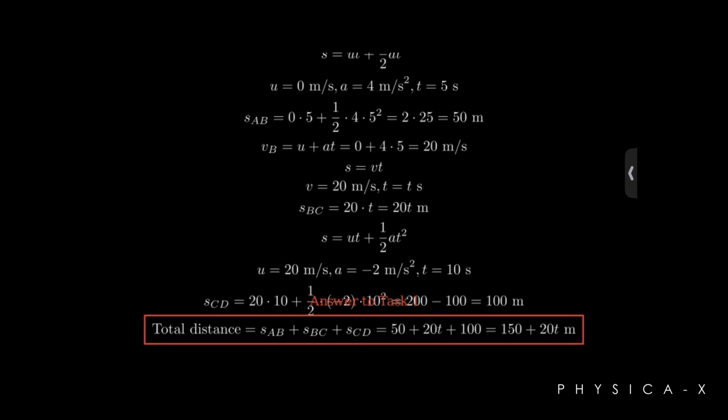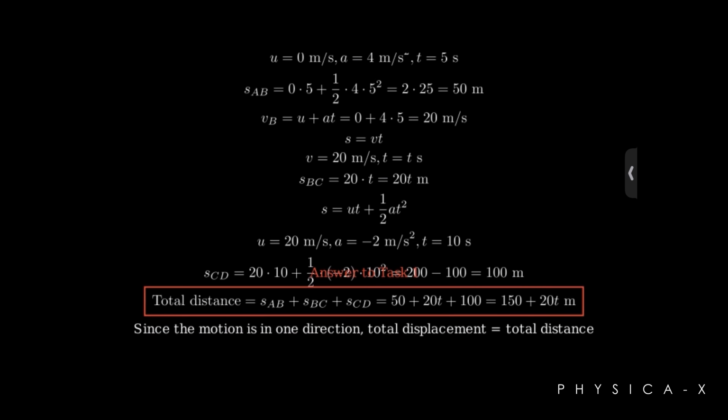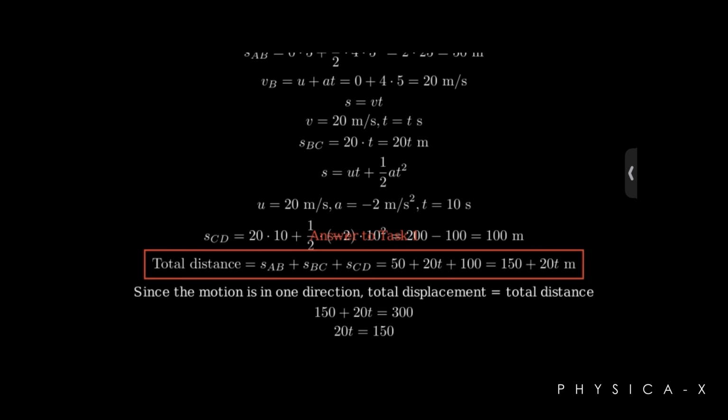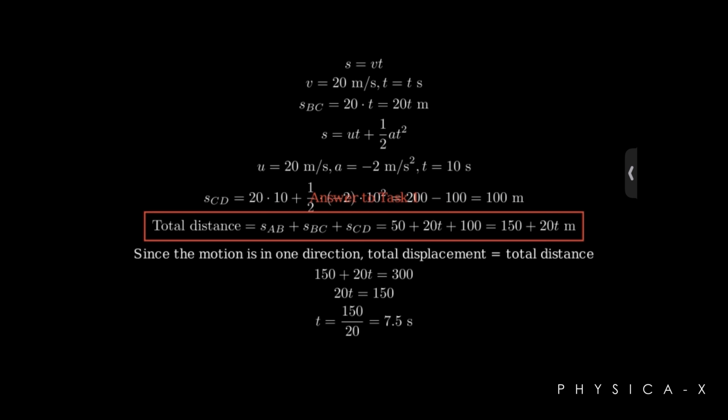For the second part of our question, we need to find the value of t such that the total displacement from A to D equals 300 meters. Since our motion is along a straight line in one direction, the total displacement equals the total distance. Setting the total distance equal to 300 meters, 150 plus 20t equals 300. Subtracting 150 from both sides, 20t equals 150. Dividing both sides by 20, t equals 7.5 seconds. So, the answer to the second part is t equals 7.5 seconds.